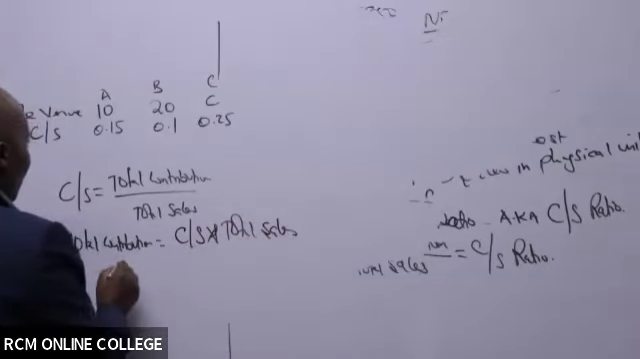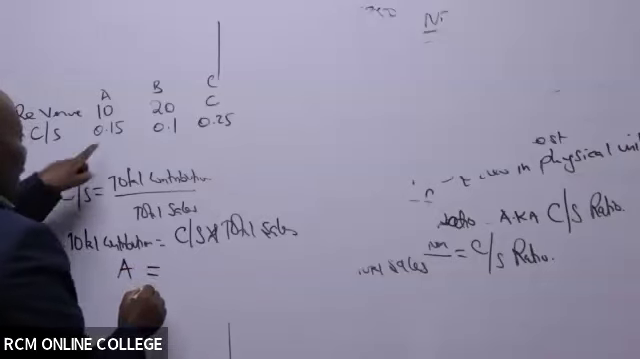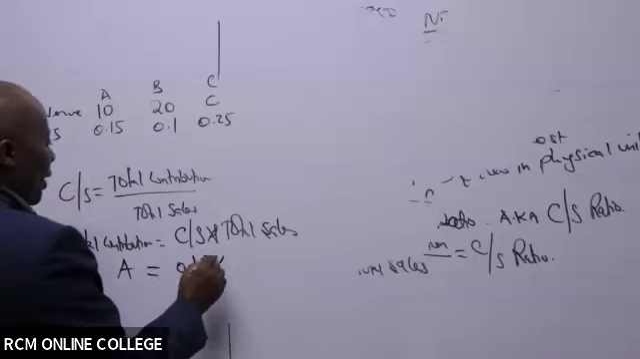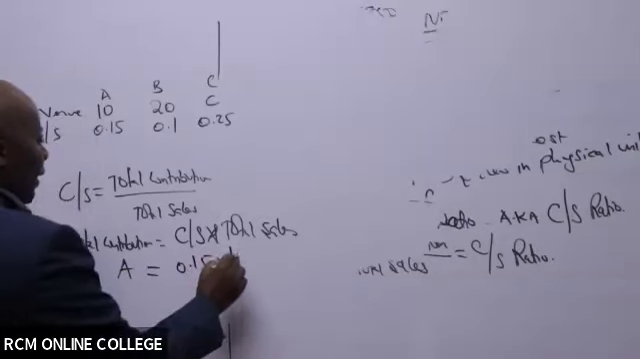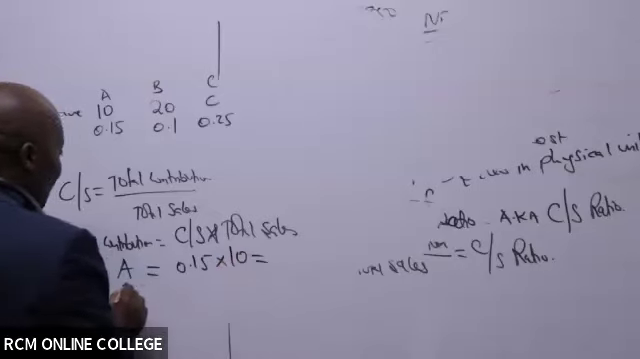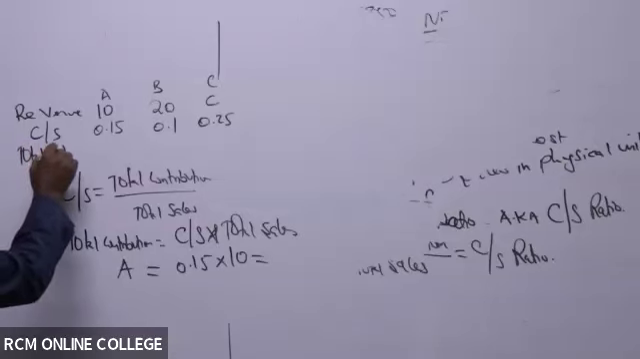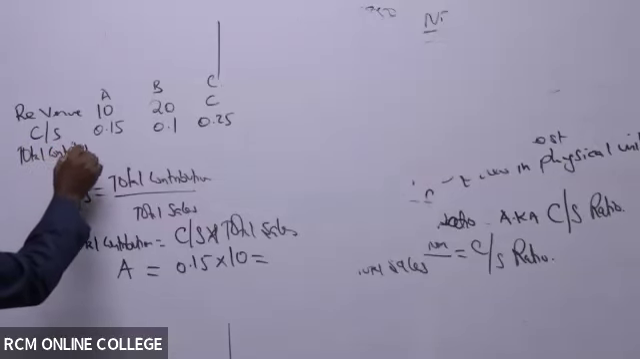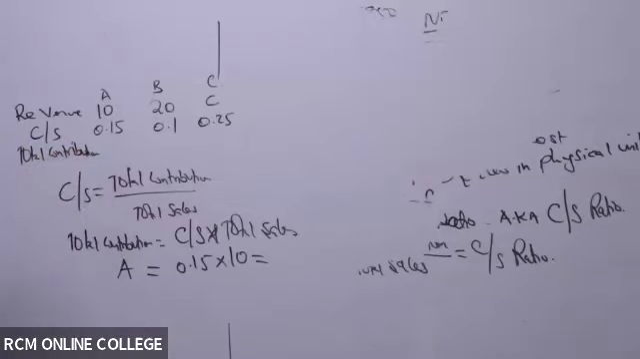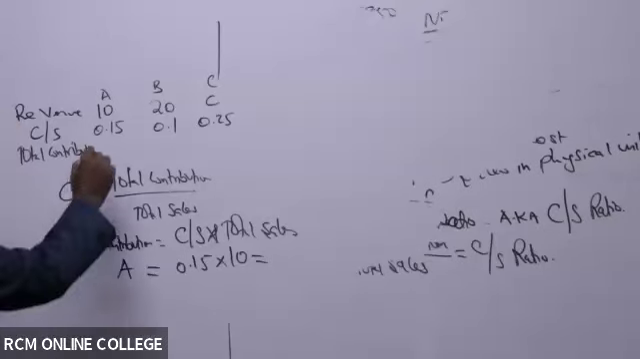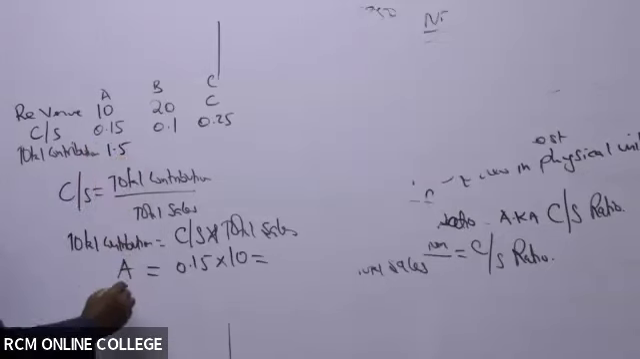So in that case here for A, it will be CS, which is 0.15 times total sales revenue of 10. Is there somebody who is able to give me these numbers? Give me total contribution. For A, can somebody give me these numbers? So for A, we have 1.5. Thank you so much. How about B?